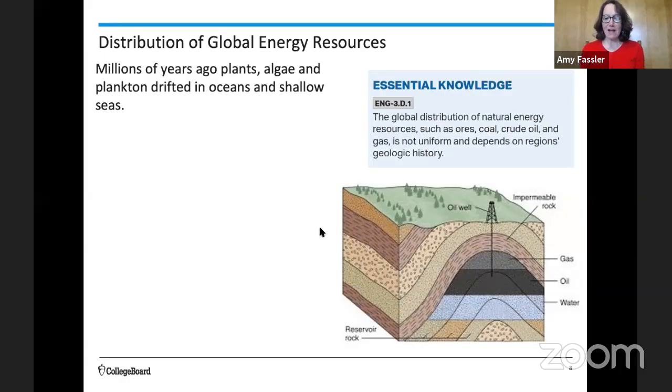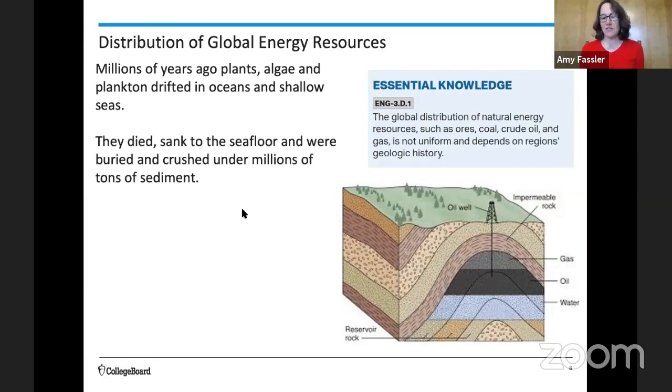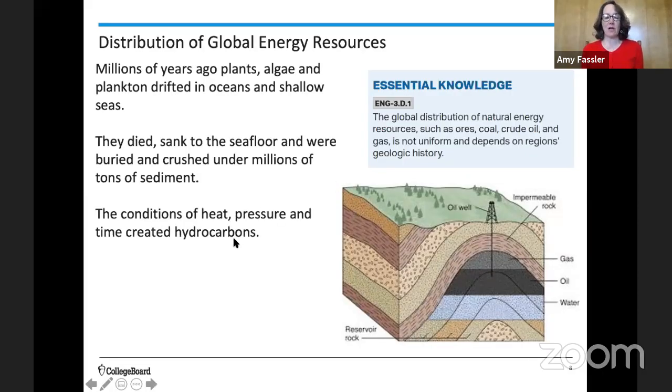They're fossilized fuels. So they're all of the organic matter, hydrocarbons present from once living things like plants and algae and plankton that were drifting in these shallow seas millions and millions of years ago. They died, they sank to the bottom of that ocean sediment, and then over that millions of years, millions of tons of sediment all accumulated on top of those hydrocarbons, the carbon remains of those once living organisms.